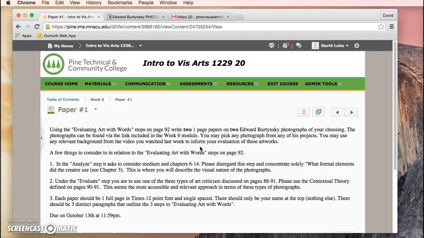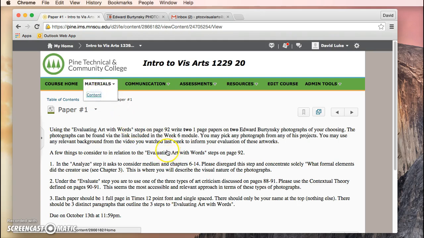This paper is in relation to the Edward Burtynsky video that you hopefully watched last week. Edward Burtynsky is a Canadian photographer, and hopefully you got a good background on who he is from that video. What we're going to be doing is taking some ideas from your reading this week and applying them to a paper that you're going to write, actually two one-page papers over the coming 2 weeks.